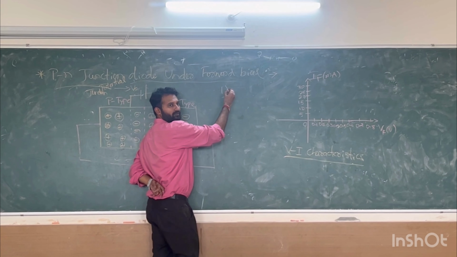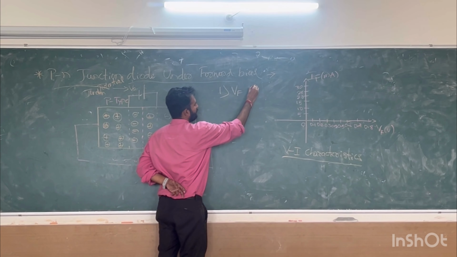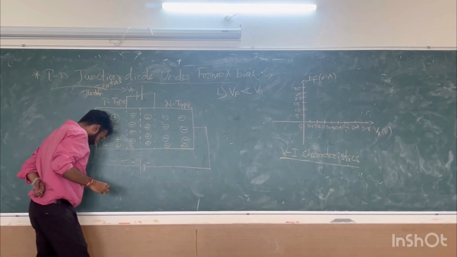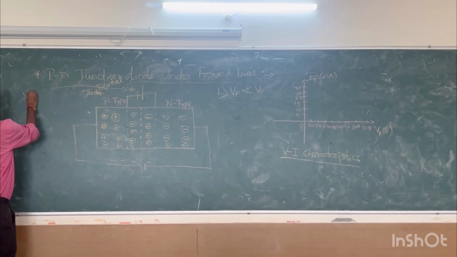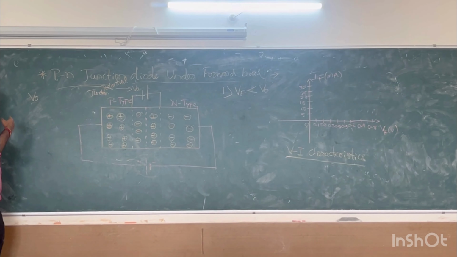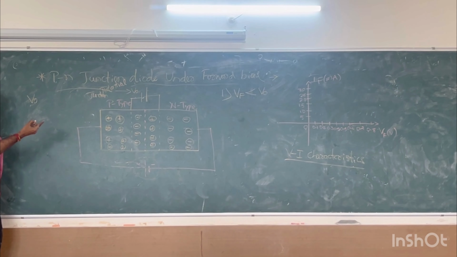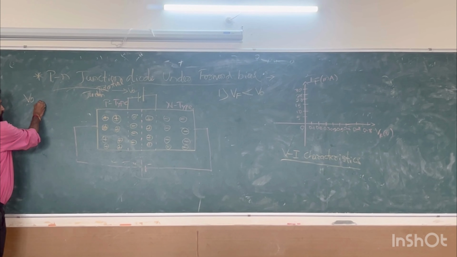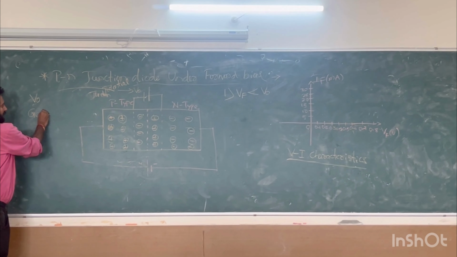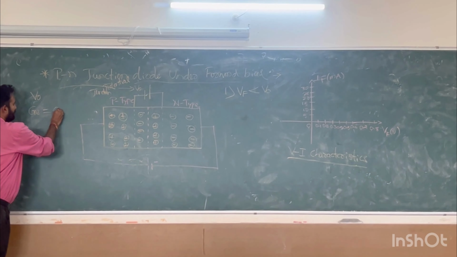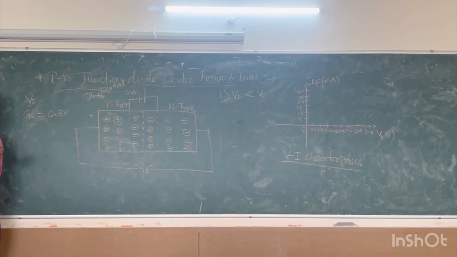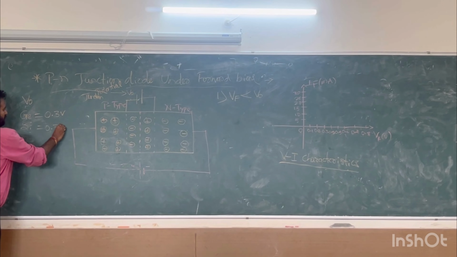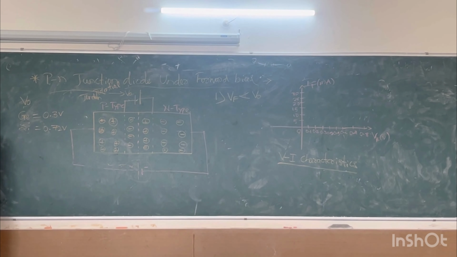The first case is Vf less than V naught. What is your V naught? Junction potential or internal potential value. The magnitude of V naught for germanium is 0.3 volt, and for silicon it is 0.72 volt. I hope you know this.